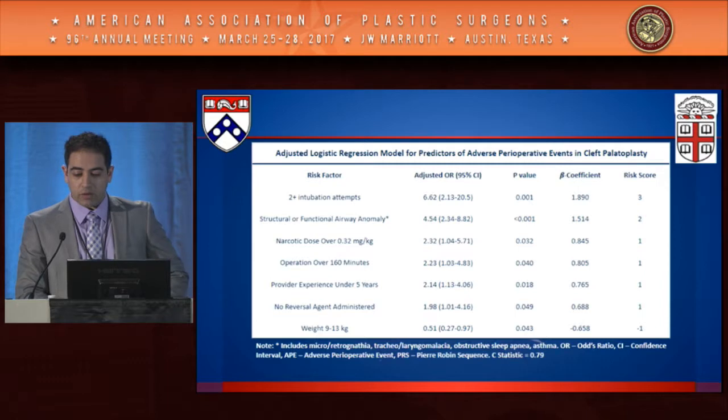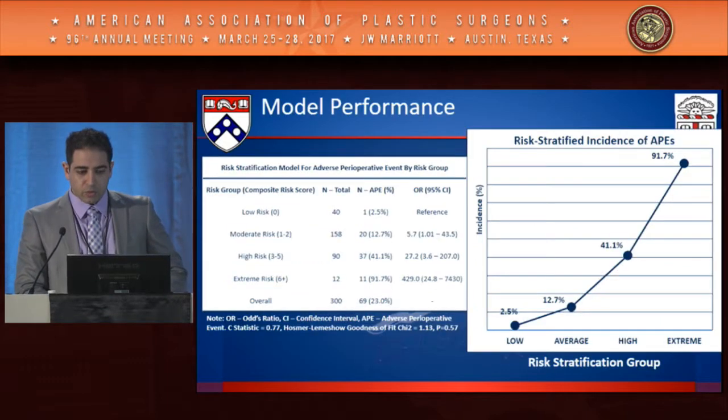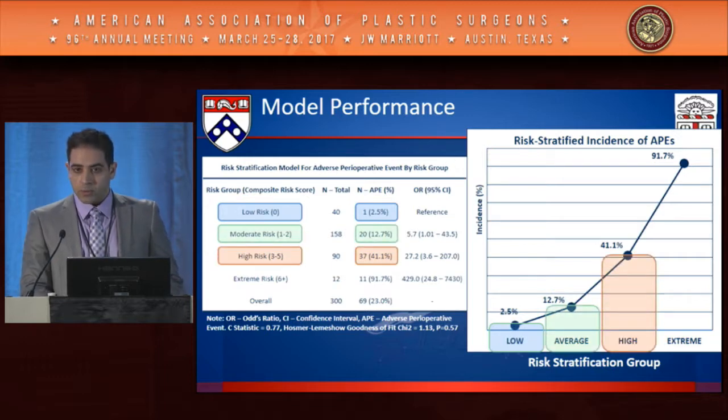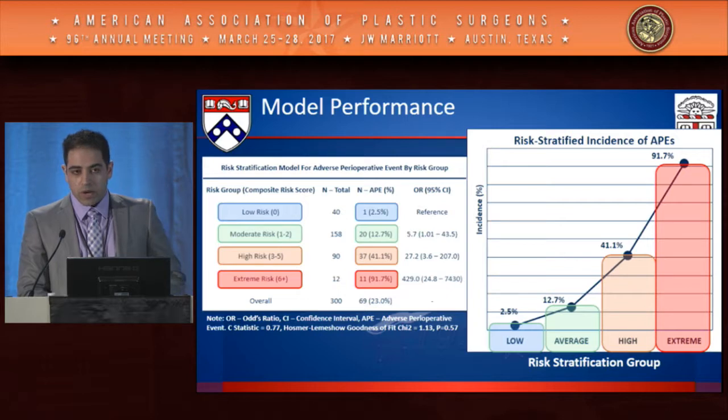The patients were then given a composite score based on their presence or absence of these factors and grouped into 4 different risk stratification groups. Low-risk patients had a risk of 2.5% APE, moderate risk 13%, high risk 40%, and extreme risk over 92%.